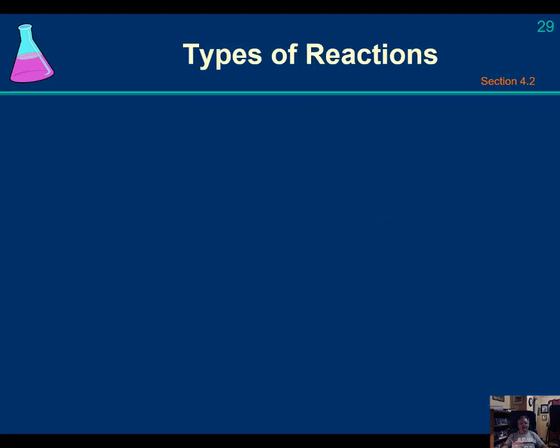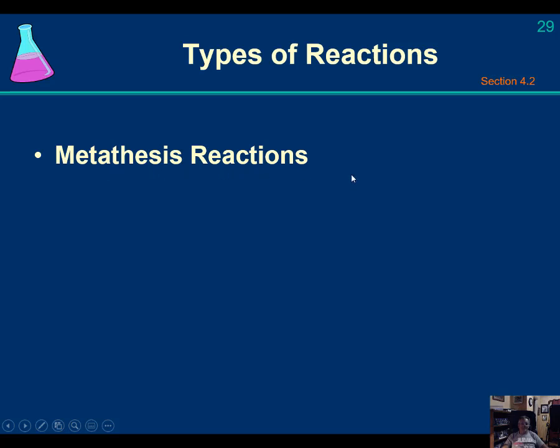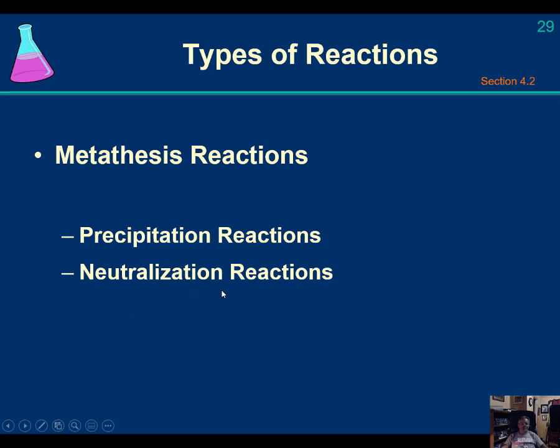All right, let's keep going. Types of reactions. We have two general types of reactions we're going to talk about. We're going to talk about metathesis reactions. Metathesis reactions are what we call double replacement reactions. They swap partners. So you'll have essentially two compounds, and the cations and the anions will swap places with each other. Two forms of those are precipitation reactions and neutralization reactions. These are the acid-base reactions that we've been talking about.